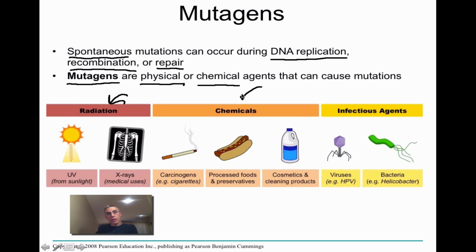Now, some of them could be chemical, and carcinogens are one of those, and cigarettes would be a really good example of a carcinogen. There are chemicals within that cigarette that could actually affect your DNA and cause those mutations to occur. There's been lots and lots of talk of processed foods and preservatives having various types of chemicals within them that could actually cause mutations. And then, of course, subjecting yourself to various cosmetics and cleaning products and any other chemicals for that matter could again cause mutations in your DNA. And then we have a third category called infectious agents, which essentially would be viruses and bacteria.